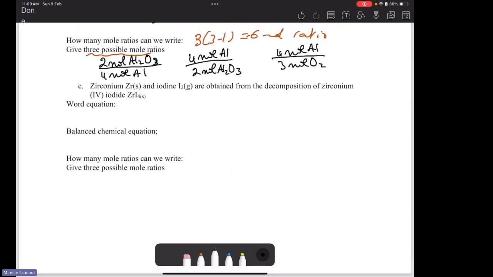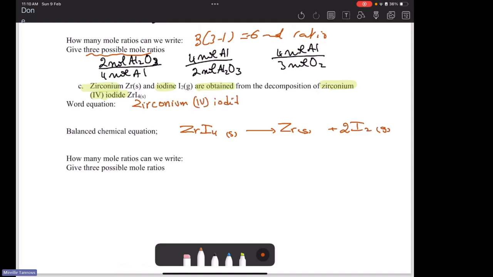And that's it. Finally, the last question. Zirconium and iodine are obtained from the decomposition of zirconium 4 iodide. So the zirconium 4 iodide decomposes into zirconium and iodine. I need to balance it. As a word equation, zirconium 4 iodide gives zirconium and iodine.